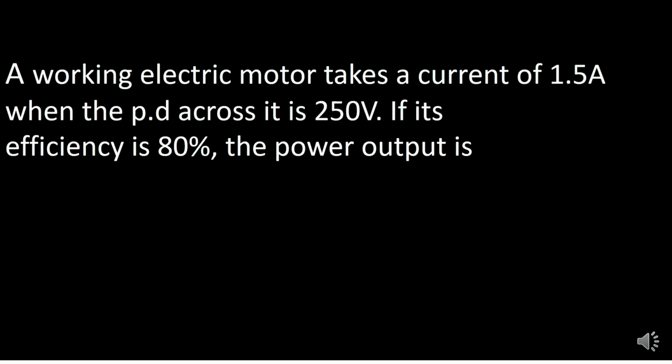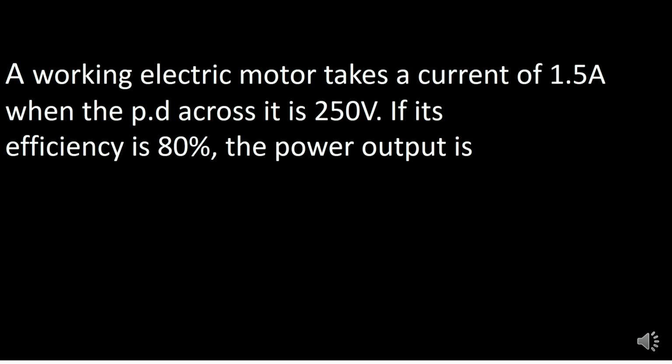The question says a working electrical motor takes a current of 1.5 amps when the potential difference across it is 250 volts. If the efficiency is 80, the power output is. Now, I'm sorry that I did not put that potential difference in full. I put it as PD, but that is potential difference for those that don't know about it.